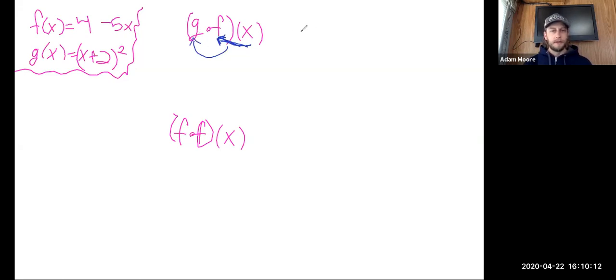So let's see what g looks like. G looks like something plus 2, all that squared. And if we're plugging f of x into the g function, that's going to look like 4 minus 5x shoved into the g function. So this in itself is already a perfect composition. It's not simplified, but it's a good composition. Answer book or whatever may take it that way. Otherwise, feel free. Let's see if we can simplify this.